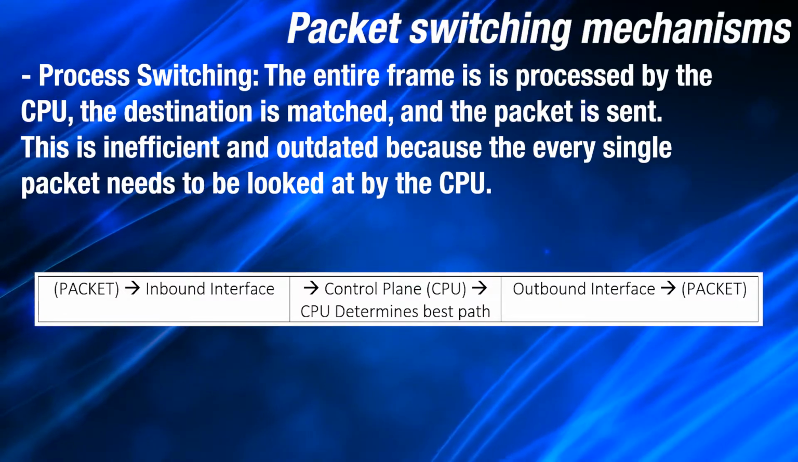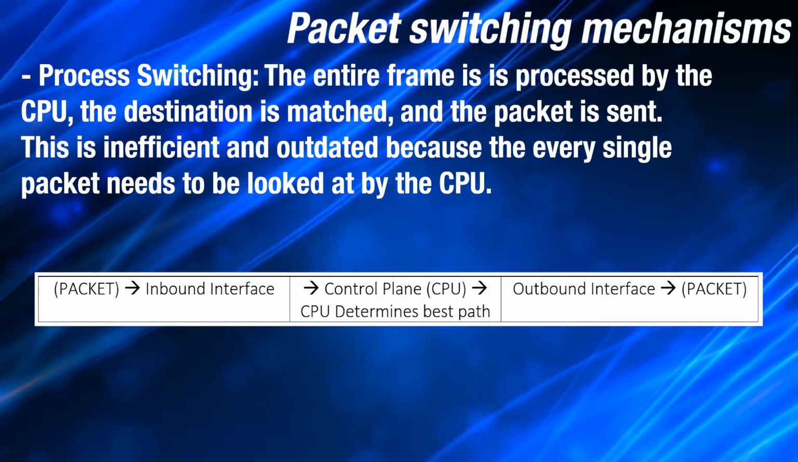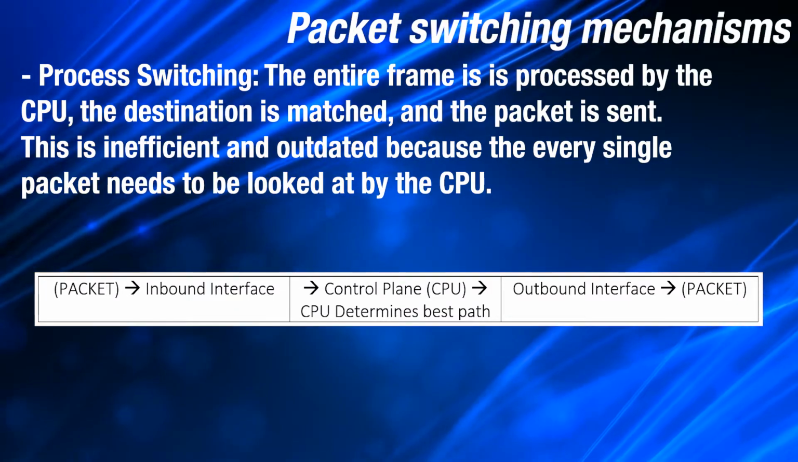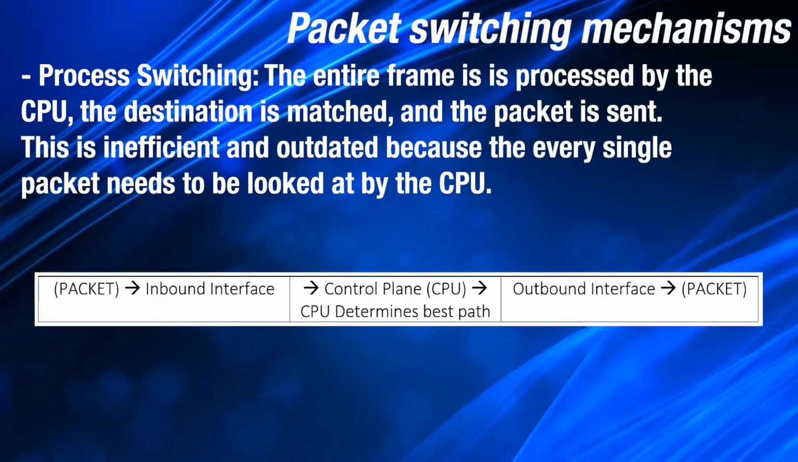There are 3 packet forwarding mechanisms that a router uses. Process switching is an older mechanism. When the packet arrives, it is forwarded to the control plane where the CPU works. The CPU will match it where it needs to go, and then it is sent out. This is slow, steady, and inefficient.